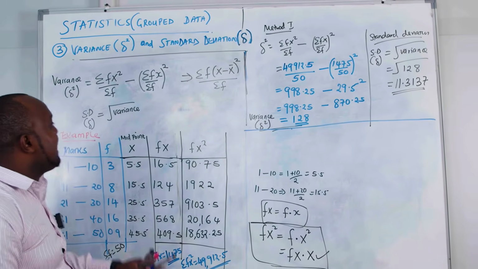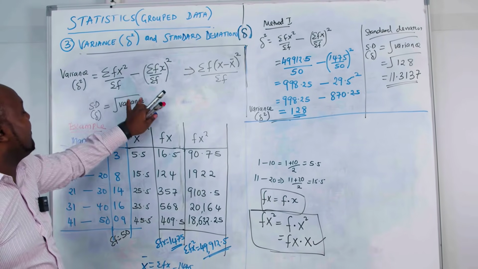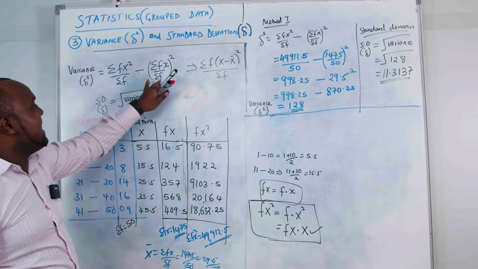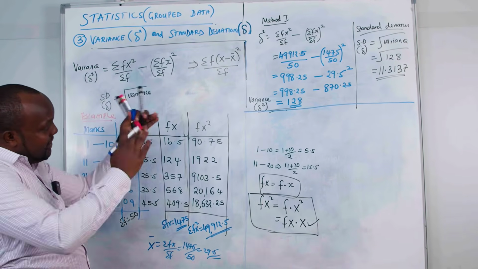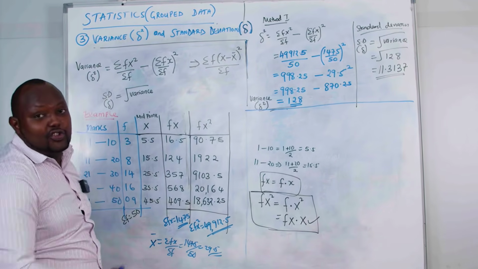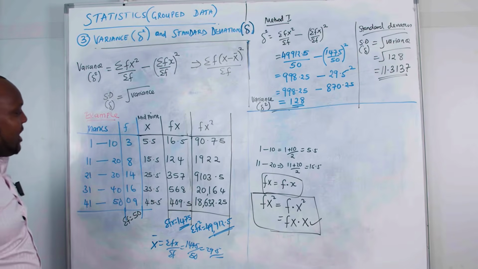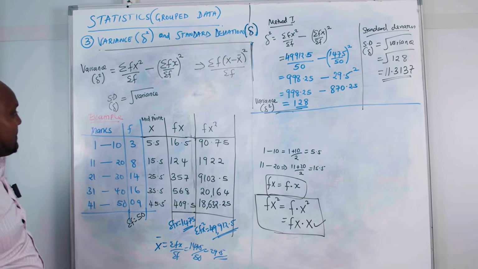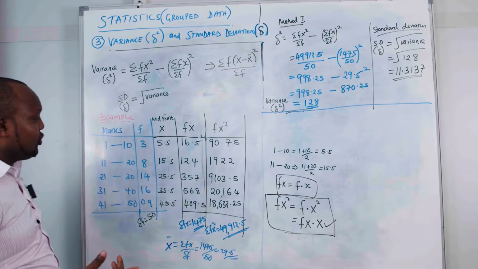So you can confirm that's how we get the variance and the standard deviation using what we call method 1. We are just using this formula: summation of f of x squared over summation of f, minus summation of f of x over f, and everything that we are getting here, we are going to square it. So that's how we get the variance.